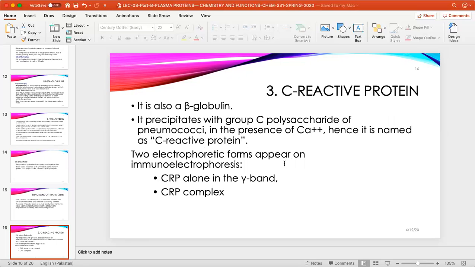Third, next comes C-reactive protein. It is also a beta globulin. It precipitates with group C polysaccharide of pneumococci in the presence of calcium ions. Hence, it is named C-reactive protein. Two electrophoretic forms appear on immunoelectrophoresis when we do separation: CRP alone in the gamma band and the CRP complex.